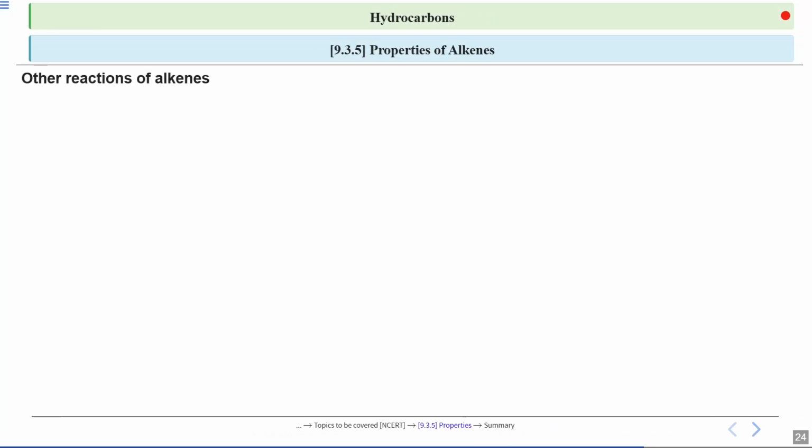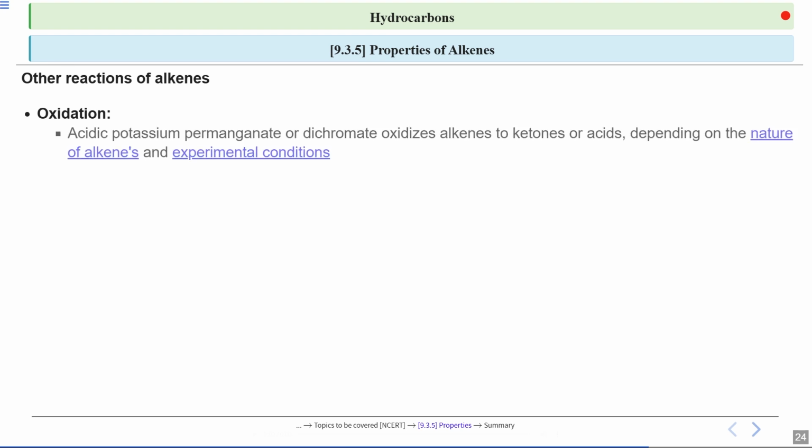Now, moving on further. In this oxidation reaction, next we have acidic potassium permanganate or dichromate. The great thing with acidic potassium permanganate or dichromate is that it oxidizes alkenes to ketones or even acids, depending on the nature of the alkene and the experimental conditions in which our reaction is taking place. Let's see how the alkene's structure is important for the end product.